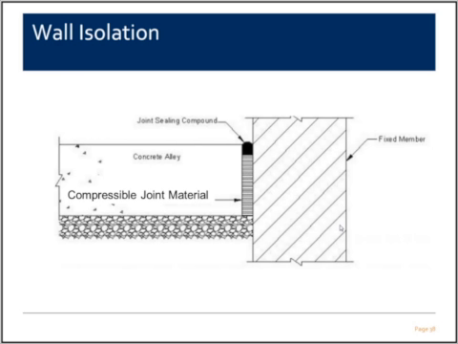Here's a basic isolation joint that we'll commonly see. Again, we have the compressible material between the slab and whatever member we're trying to isolate, and then we typically fill that joint with some joint sealer, just to keep debris and water and whatever else out of that joint.